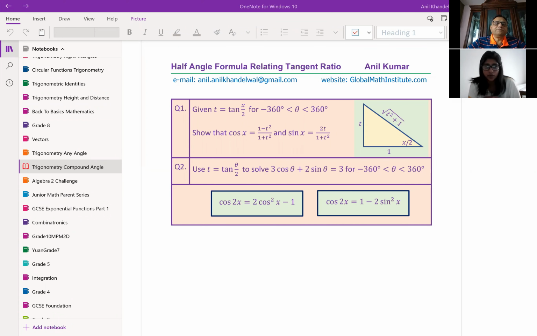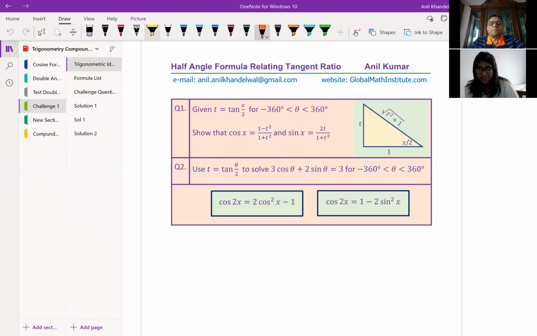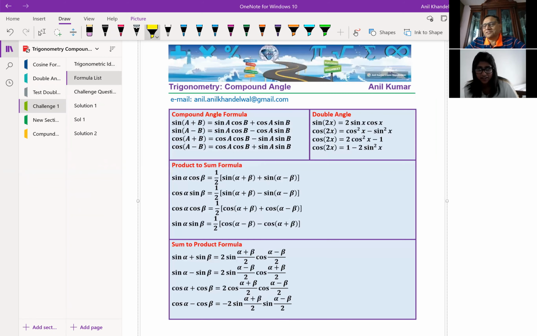Given that t equals tan x over 2, for x which is between minus 360 and 360, show that cos x equals 1 minus t squared over 1 plus t squared, and sine x equals 2t over 1 plus t squared. Correct. How will you solve this question? So you have to use, obviously, one of the formulas. Right, so here's the formula list. That's the formula list, correct?